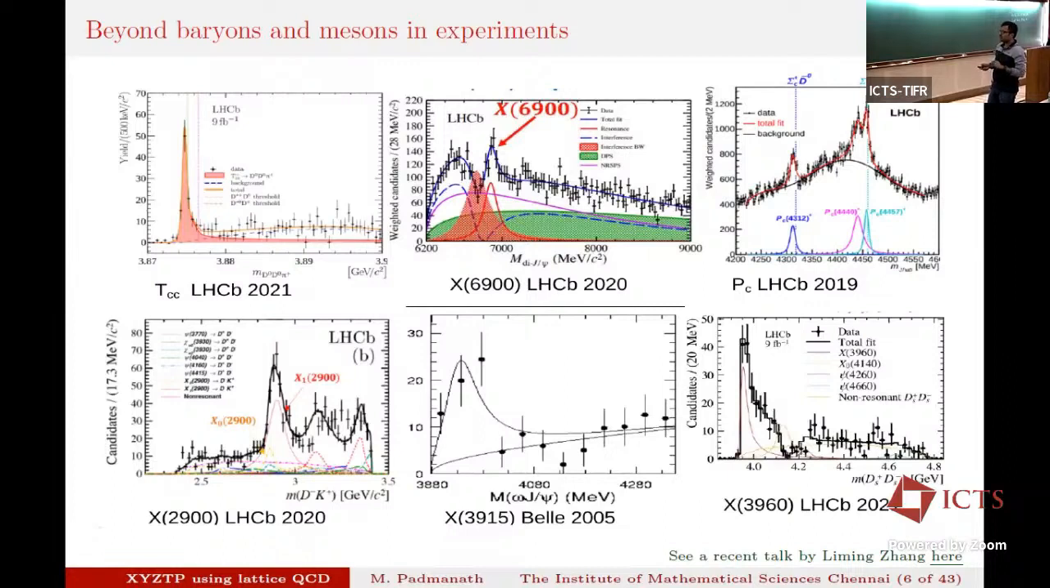There are also some other candidates like X3915 and X3960, which were found in two different scattering channels, but they fall near the same energy and also have some similar properties, which means that it might be the same candidate, except that they were found in different experiments, and due to certain technical difficulties, it may have been interpreted as different particles.